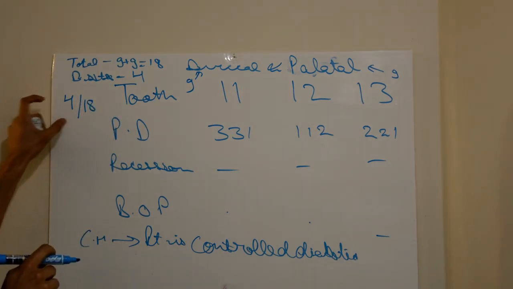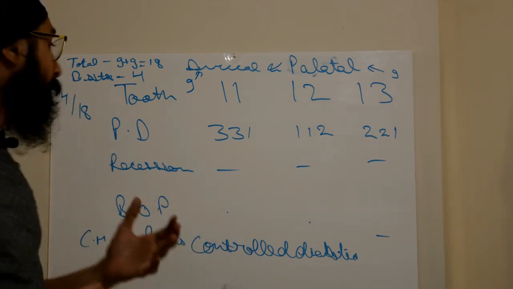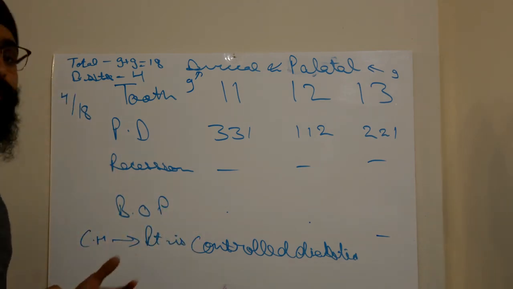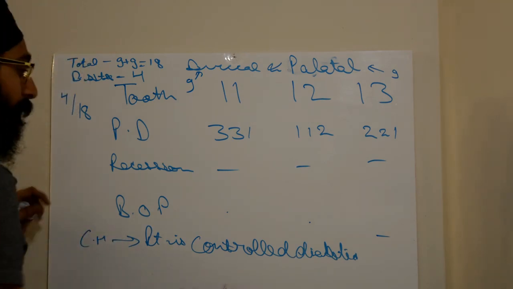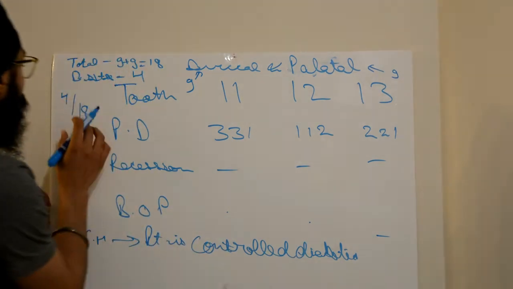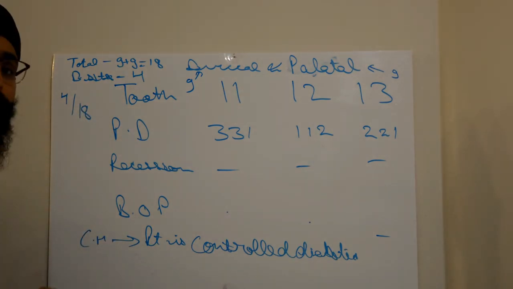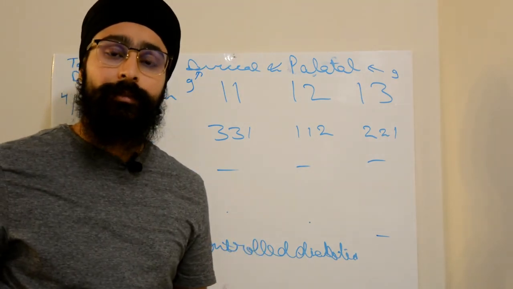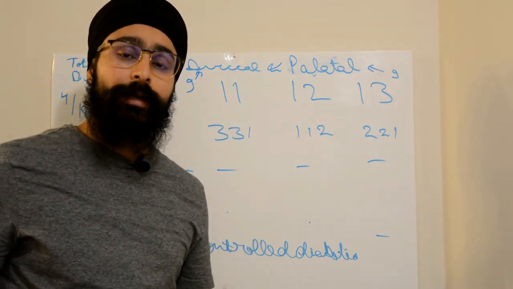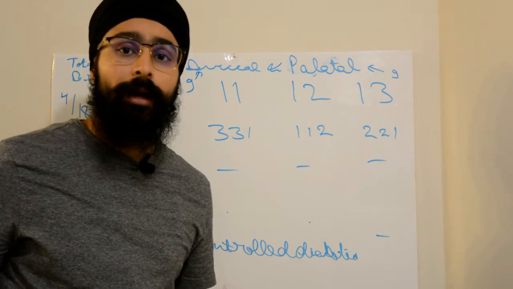Now we have to calculate the percentage. So friends, 4 by 18 is definitely less than 40% of the sites. Since it is less than 40% of the sites, we will not call it gingivitis modified by systemic factors, we will just call it gingivitis associated with dental plaque only.